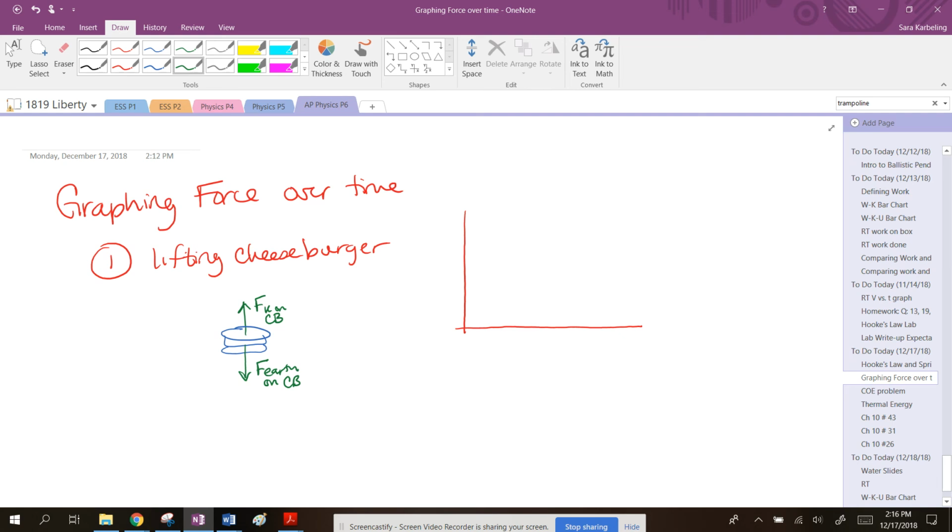That is true if I hold the cheeseburger, or if I lift the cheeseburger, as long as it's not what? Accelerating. As long as it's not accelerating, these two things have to be equal.